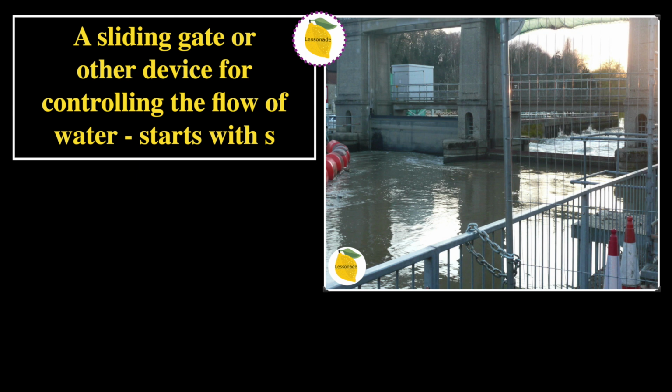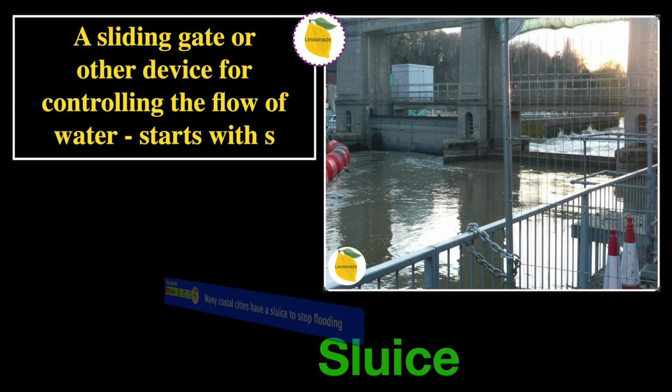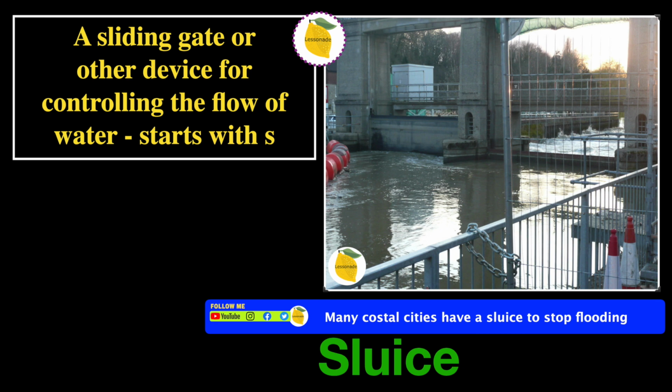A sliding gate or other device for controlling the flow of water. Starts with S. In this picture, we can see two gates that are controlling the flow of water. So this means the word will be sluice. And the sentence for this word is, many coastal cities have a sluice to stop flooding.